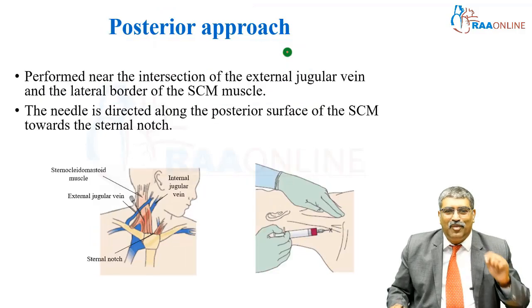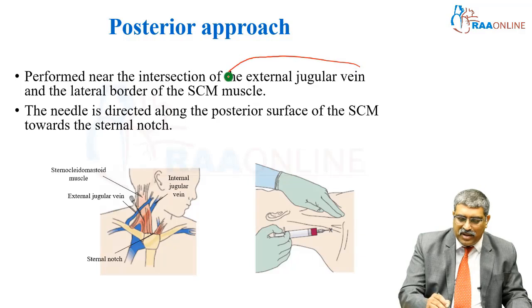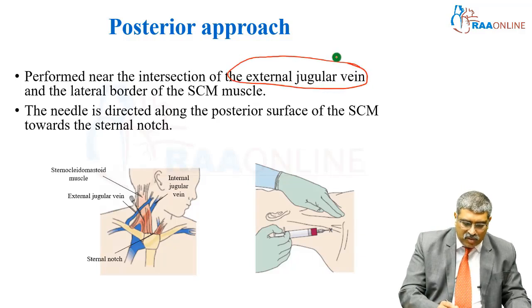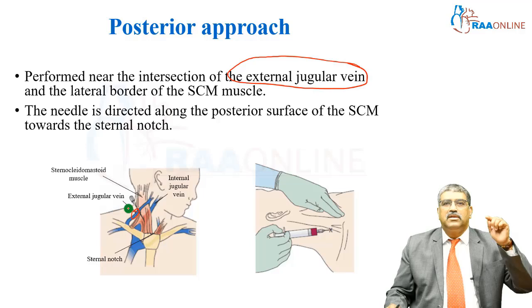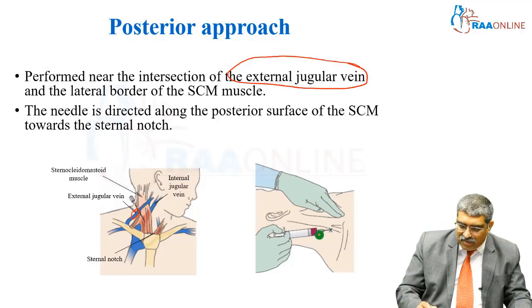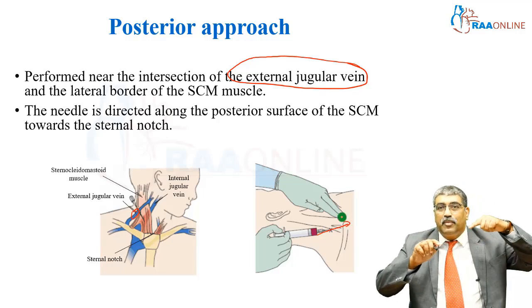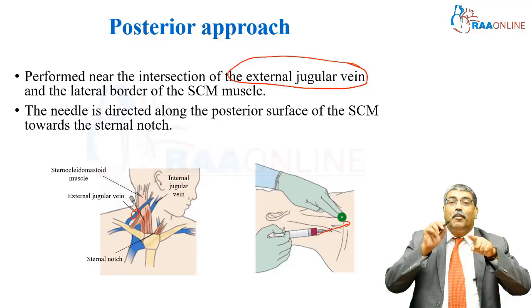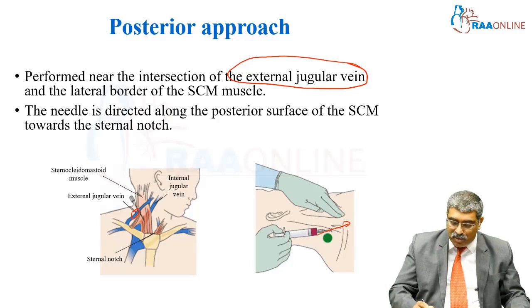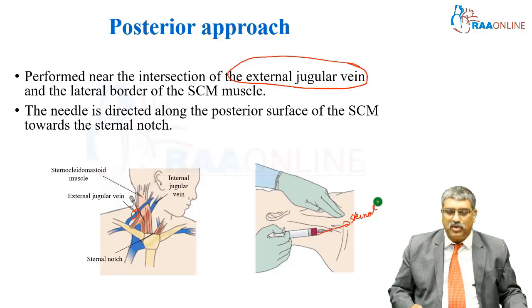Now coming to the posterior approach. Here, the most important landmark is going to be the intersection of external jugular vein with the sternocleidomastoid muscle. Here, the needle angle will be towards the sternal notch. So far, we were talking about the needle approach towards the ipsilateral nipple. But here, the needle will be towards the sternal notch. So, that is the posterior approach.